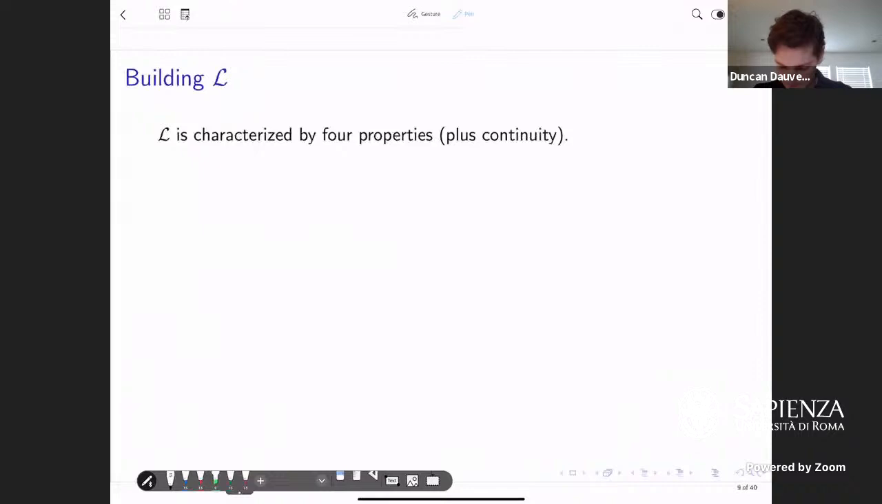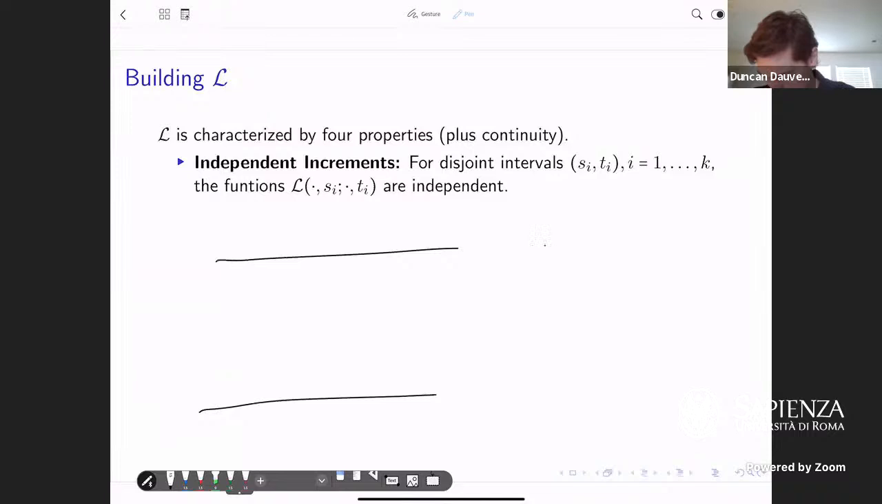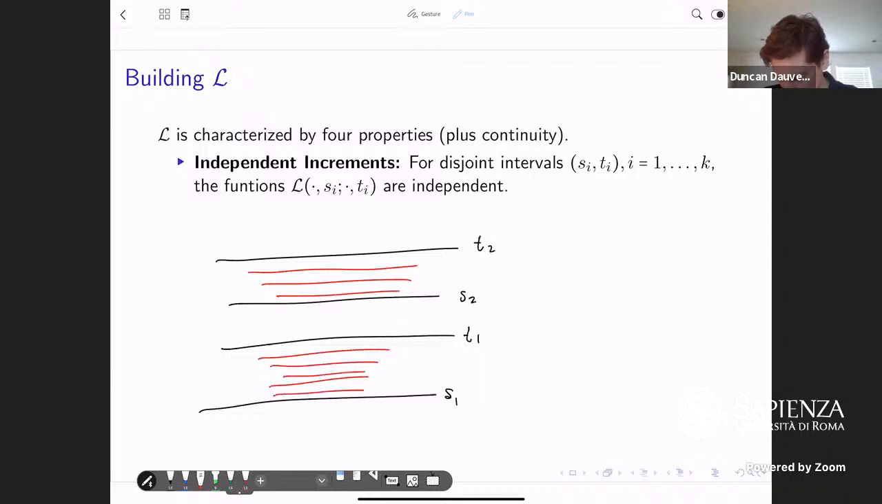Okay, so how do you go about building this directed landscape L? It's really characterized by four properties plus continuity. The first one is an independent increment property that Balint mentioned. Say I have disjoint time slices, so I'm going from S1 to T1 and S2 to T2. If I go back to the pre-limit, this is like Brownian last passage across two disjoint sets of Brownian motions. And because these sets are independent, the Brownian last passage values from here to here and from here to here are independent. And of course, this independence gets inherited by the landscape itself.